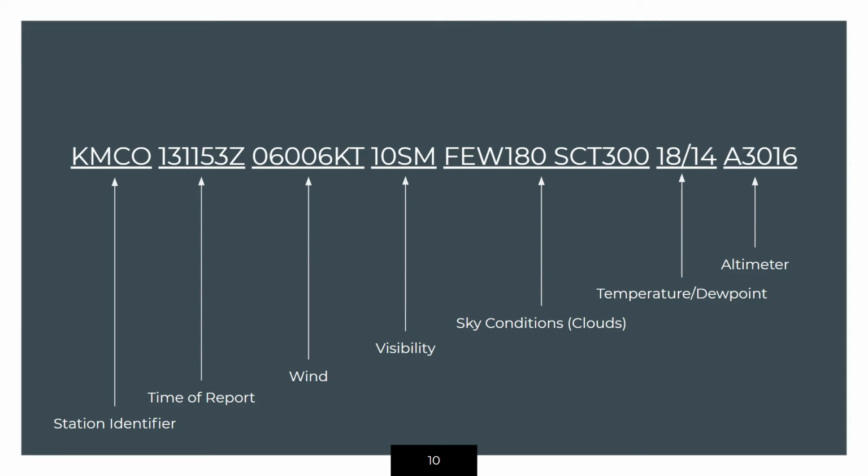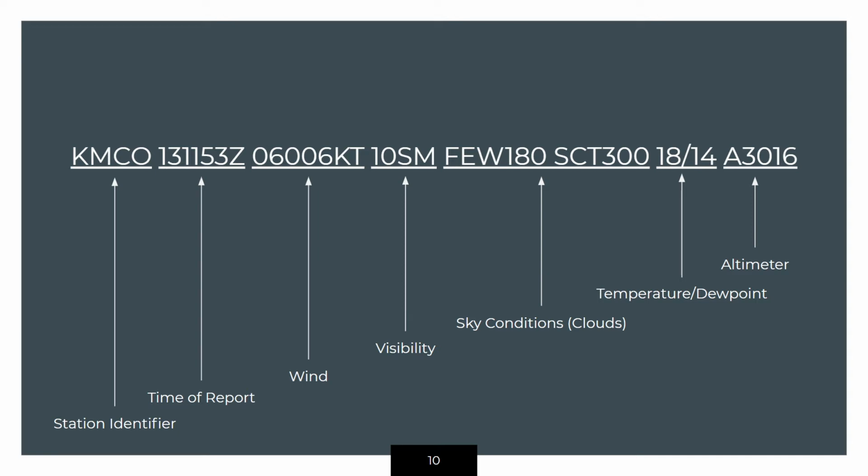So this is few at flight level 180. This is in hundreds, so flight level 180. And then a scattered layer at 300. The temperature in Celsius is 18. The dew point is 14.